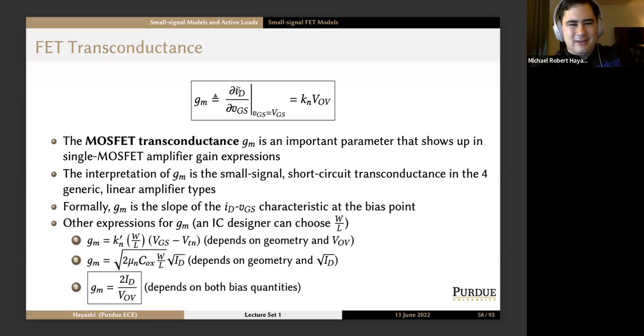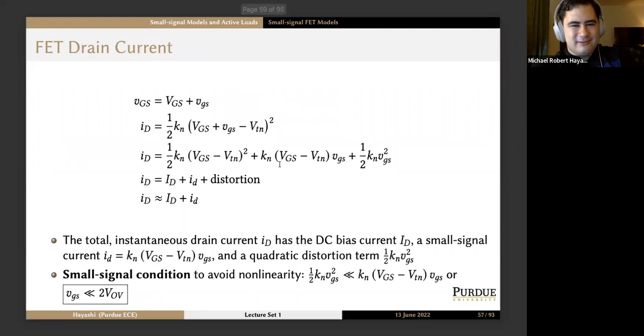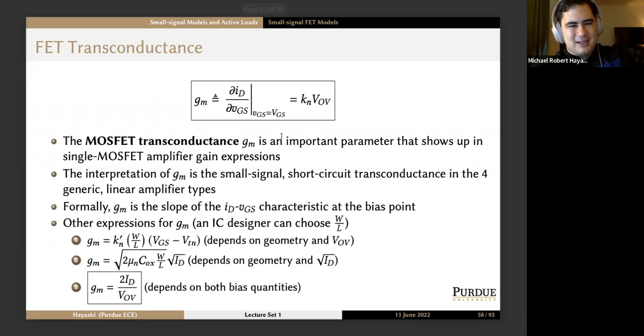Basically, you can think of it as the partial derivative of little id, this middle term right here, with respect to vgs, at VGS equal to some capital VGS. That's going to be equal to Kn, the MOSFET transconductance parameter, times the overdrive voltage.